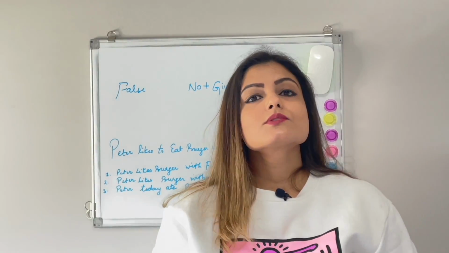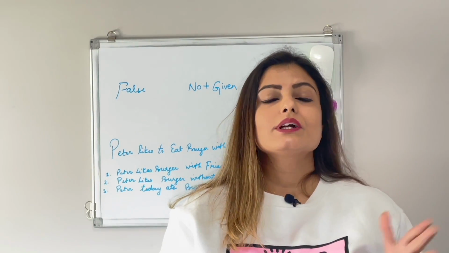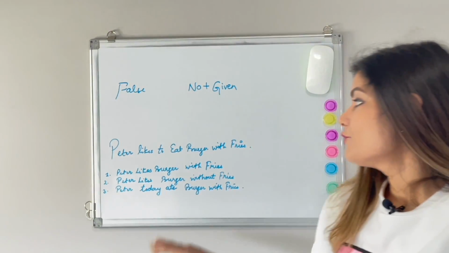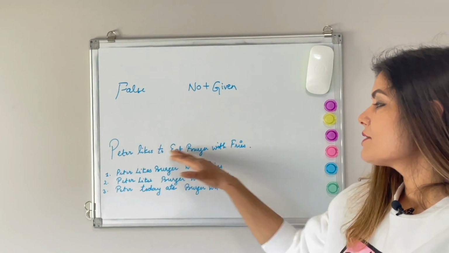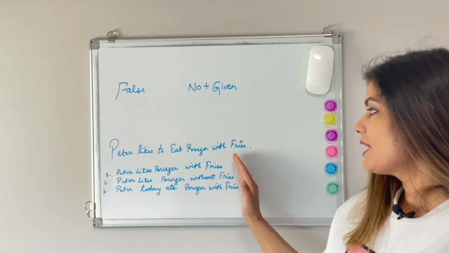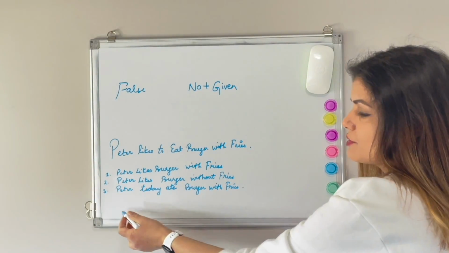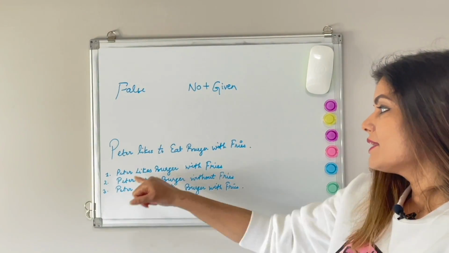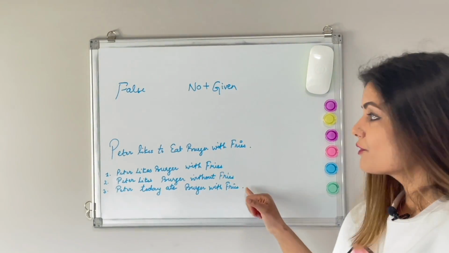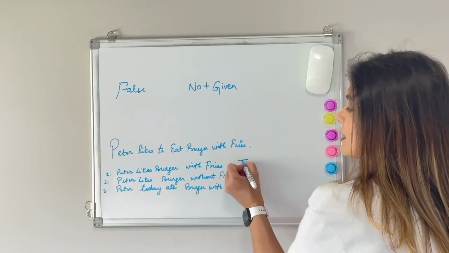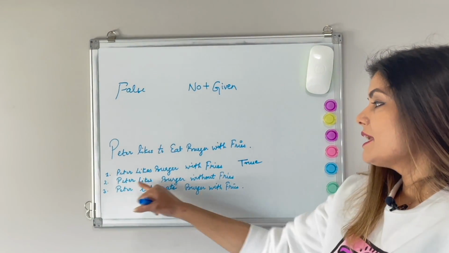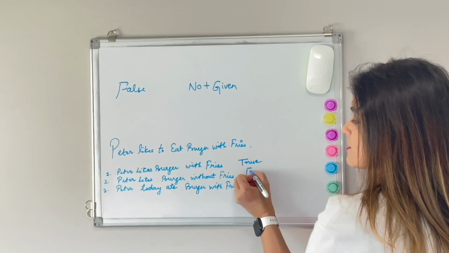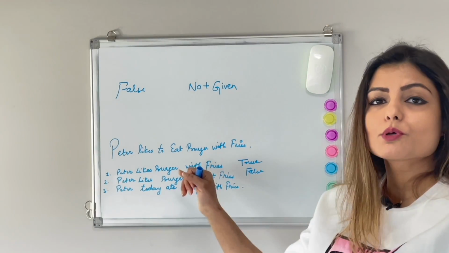A lot of times I've also seen that people really get confused between a false statement and a not given information. For example, if you look at this statement, Peter likes to eat burger with fries, and then we have been provided with these 3 questions and we have to reply to them as true or false or not given. So if you look at the first one, it says Peter likes burger with fries, which is true. So this one is a clear true. In the next question, it says Peter likes burger without fries. Now that is false, because Peter likes to eat his burger with fries.